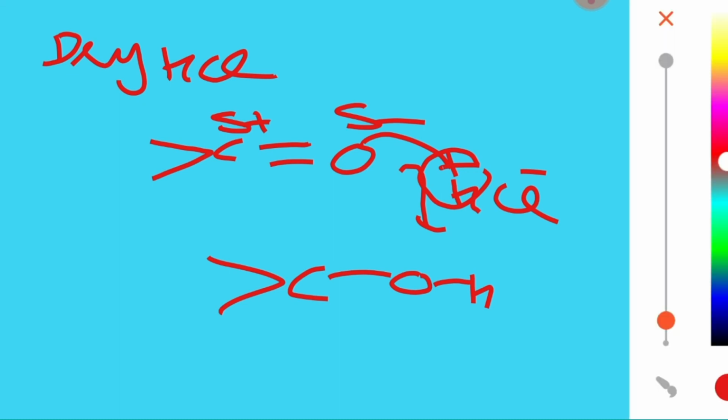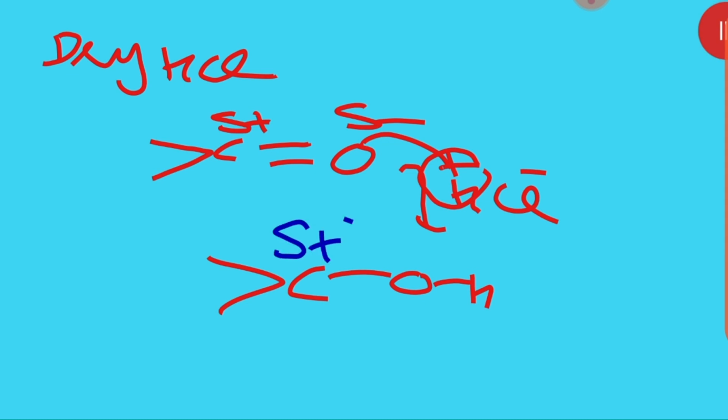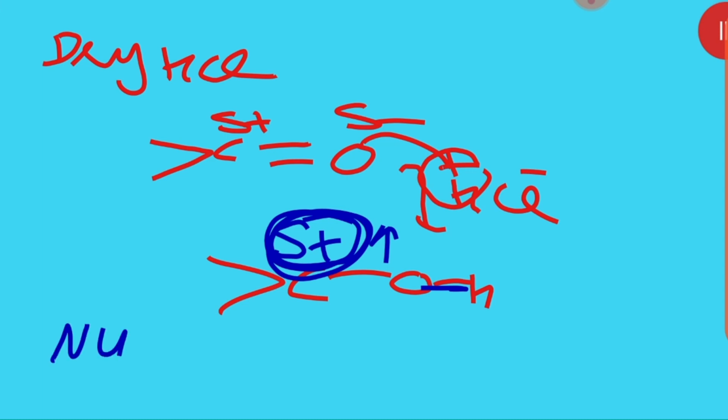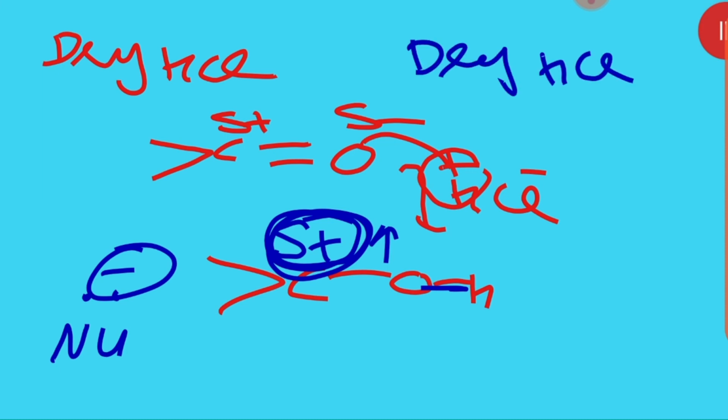Due to this, the positive charge on this carbon is going to increase. When H comes there, obviously the positive charge on this carbon increases. It means the electrophilic character of this carbon increases, so the nucleophile can attack more easily. And there is one more reason: dry HCl also absorbs the water that is produced during the reaction and puts the reaction in the forward direction.